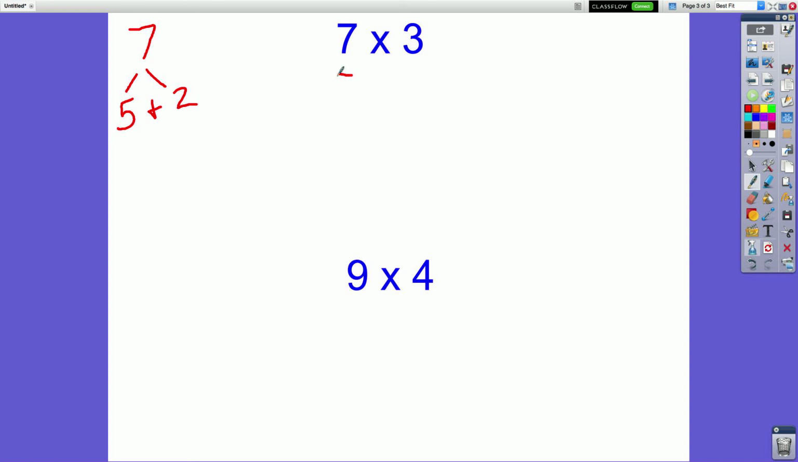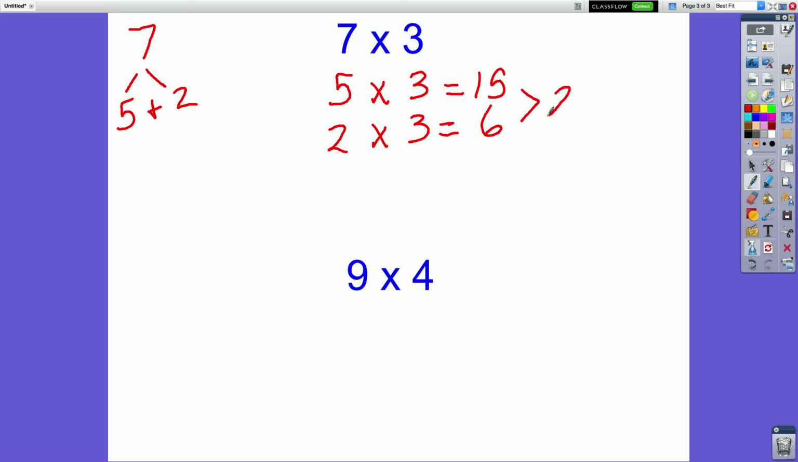So I can say that 5 times 3 and 2 times 3, where the 5 and the 2 make up my 7. So 5 times 3 is 15, and 3 times 2 is 6. And then I put my two answers back together. So 15 plus 6 gives me 21. So I can go back and say 7 times 3 equals 21.